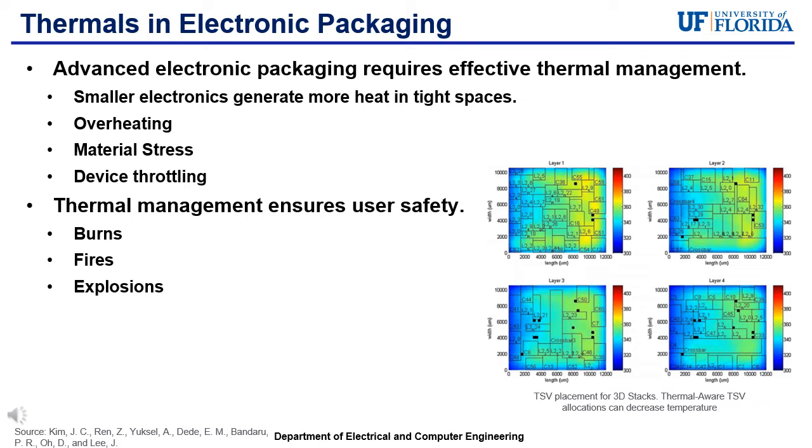which can cause device malfunctions or failures. The figure on the right shows a heat map of integrated circuits and the thermal ranges they can experience from just different placements of the through-silicon vias. Optimal and adequate thermal management can ensure a user's safety, preventing possible burns, fires, and explosions. There are different ways to improve the thermal management in electronic packaging, and the materials used are one of the most important.